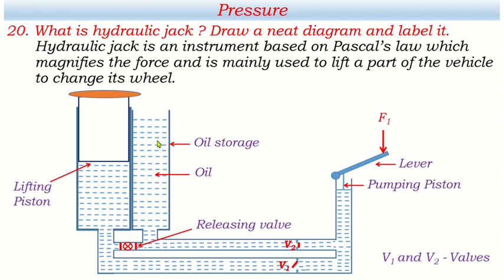And when we have changed the wheel, we open the releasing valve, due to which the liquid or the oil which is filled in this big vessel moves downward, and the vehicle again comes down to the ground. This way we can change the wheel by using a hydraulic jack.